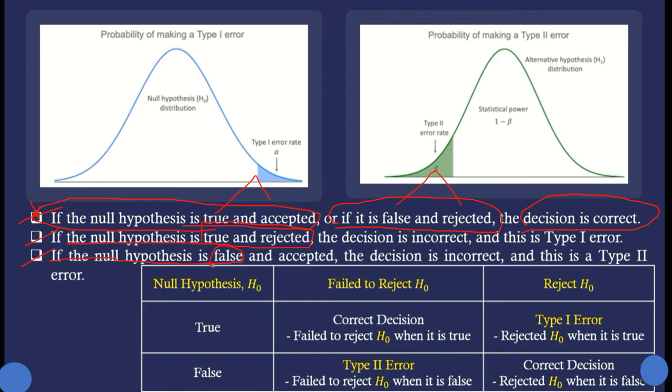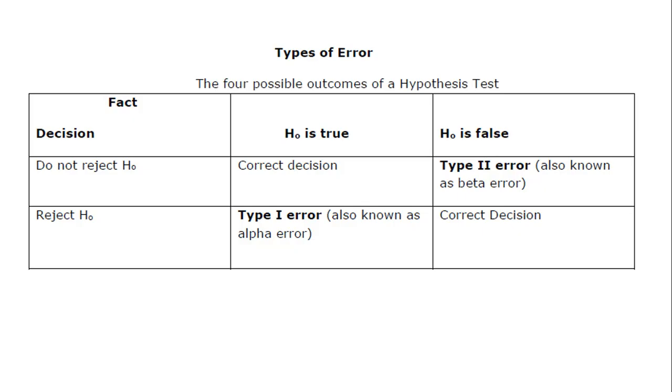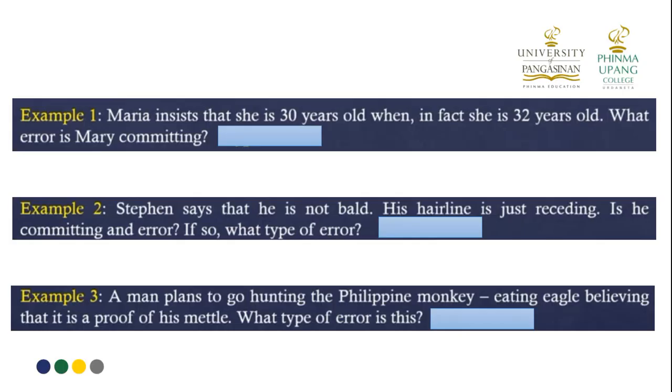Those are our examples for type 1 and type 2, so you can understand better, because sometimes it is confusing. That is why we give examples. They are in your modules. Let us try. Tell me. Number 1: type 1, type 2, or correct decision? Maria insists that she is 30 years old when in fact she is 32 years old. What error is Maria committing?